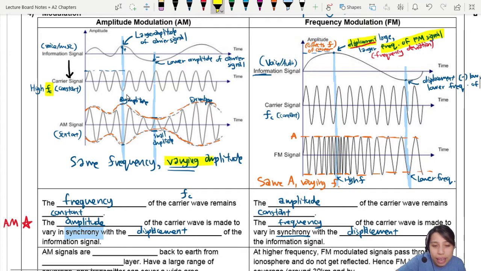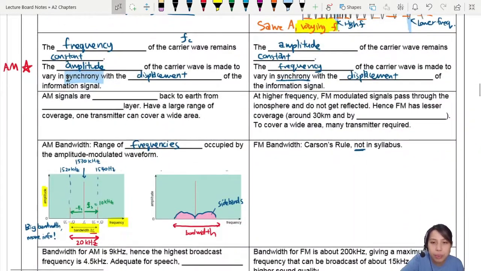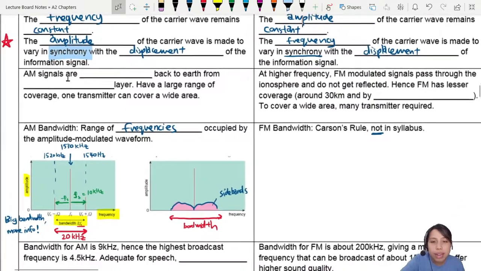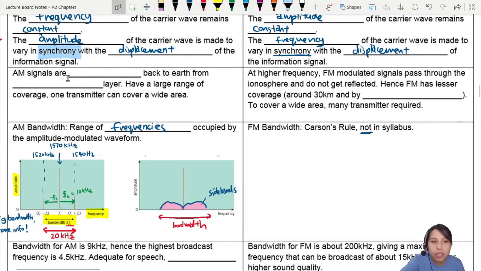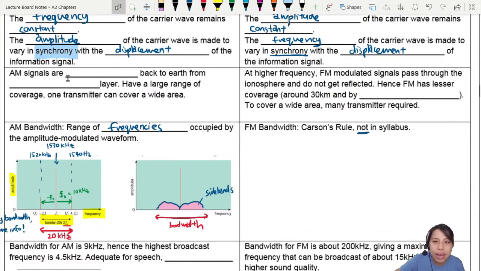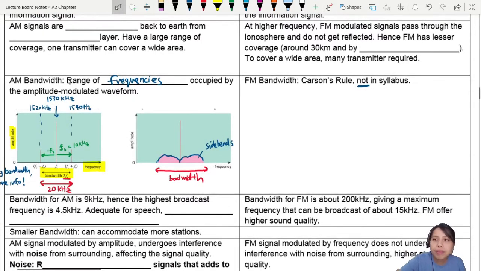The first one, AM, you are varying amplitude. For FM, you are varying frequency. That's the main thing. Okay, so let's go on and fill in the other things that we have not filled in yet. Alright, let's first look at the transmission of AM versus FM. So right up here, I'm going to call this the transmission.